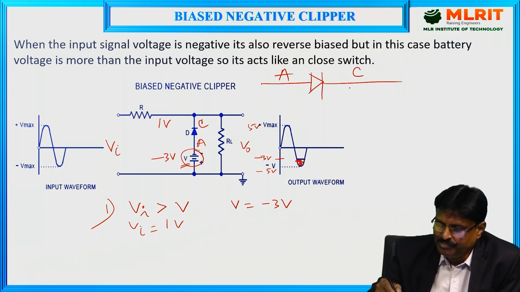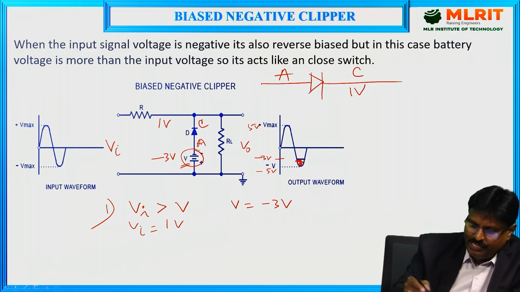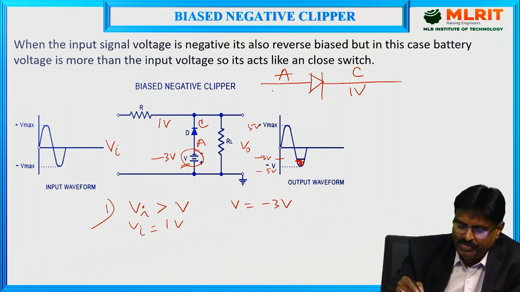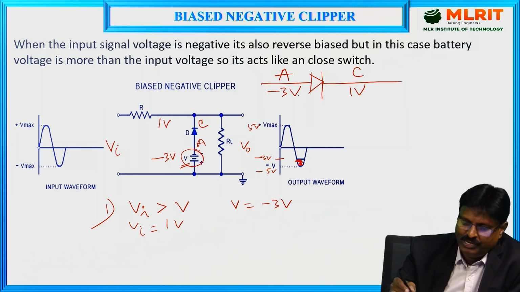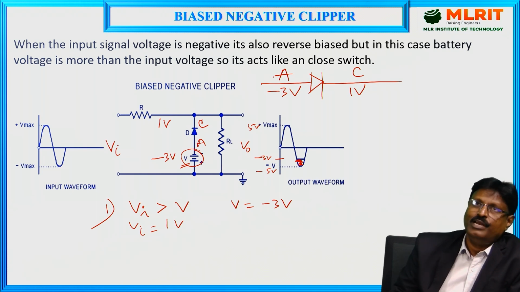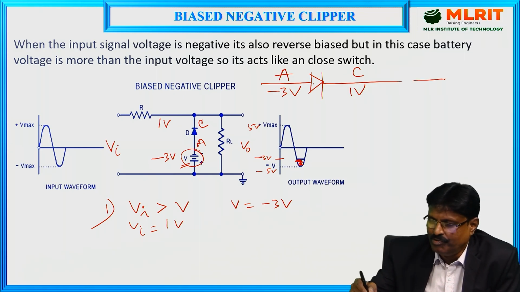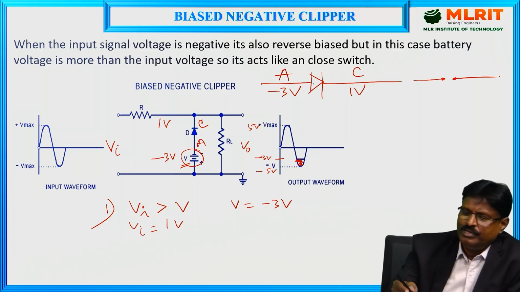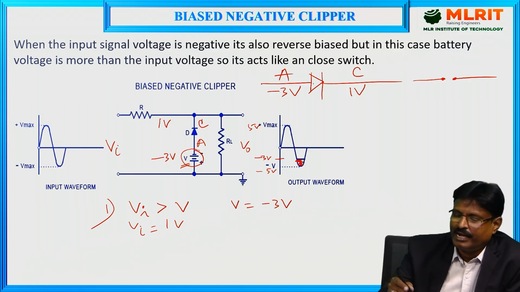So what is the voltage? We have taken an example input voltage of 1 volt. The anode is connected to a negative battery, with a value of minus 3 volts. So the anode value is minus 3 volts and the cathode value is 1 volt. The anode is at lower potential when compared with the cathode. Then what happens to the diode? Anode at lower potential than cathode means the diode will be reverse biased.